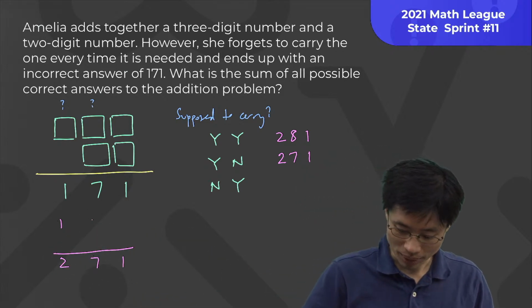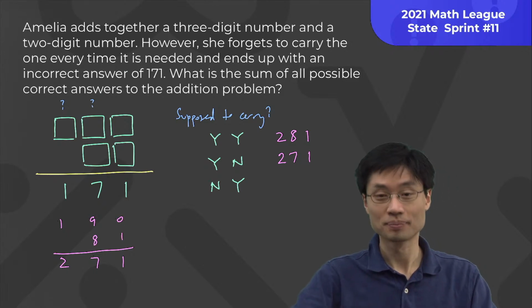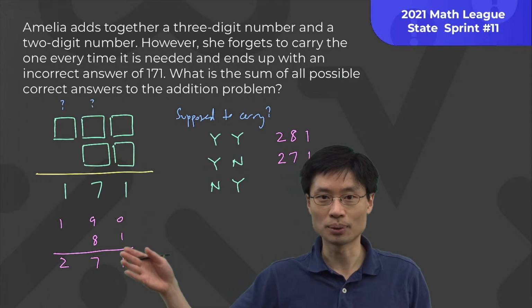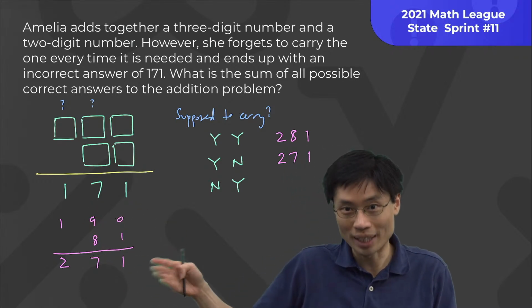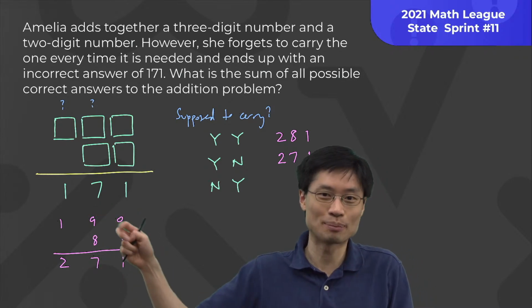So that would be a 9 plus 8, making a 17. And to make a 1, I do a 0 and a 1. You see how I did that? I was like, I'm not supposed to carry on this guy, so I should add up to the 1 now. And I am supposed to carry here, so I need to make this add up to 17. So 9 plus 8 is 17.